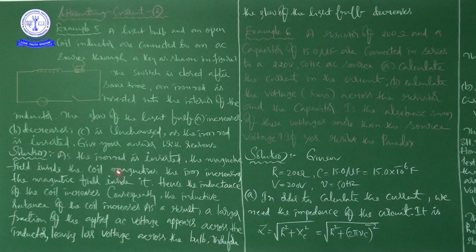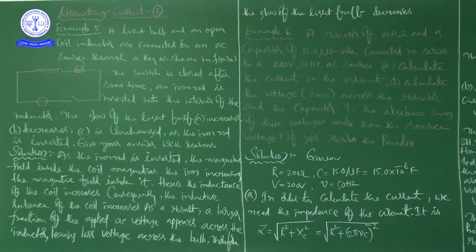So what he is saying here, as the iron rod is inserted, the magnetic field inside the coil magnetizes the iron, increasing the magnetic field inside it. Hence, the inductance of the coil increases. Consequently, the inductive reactance of the coil increases. Okay, as a result, a larger fraction of the applied AC voltage appears across the inductor.